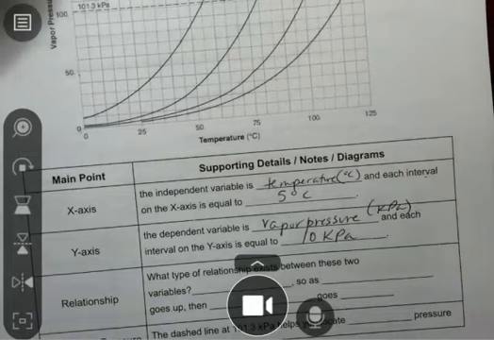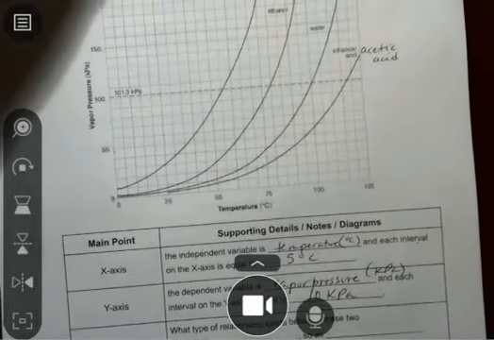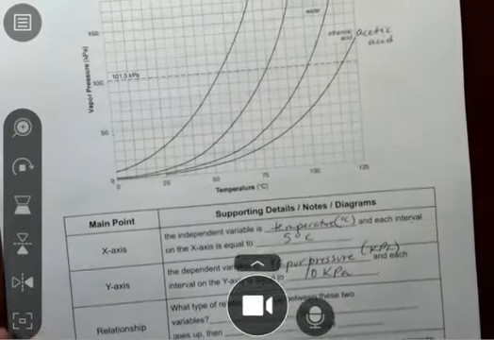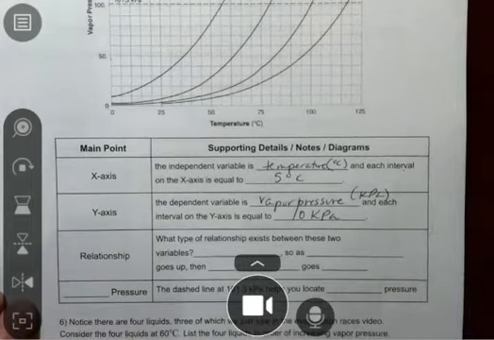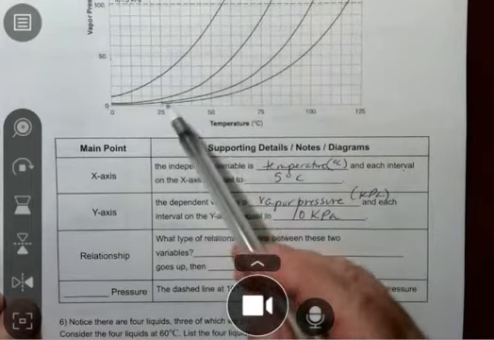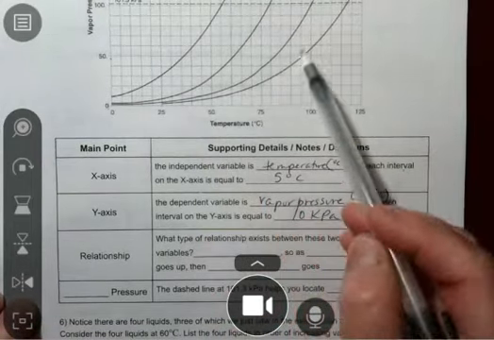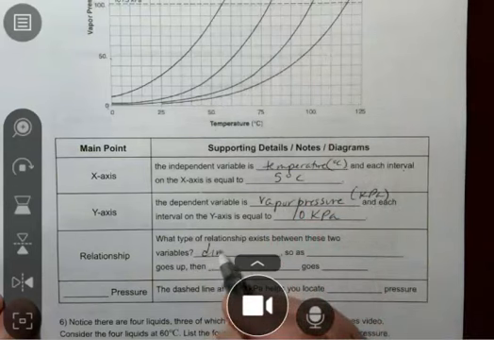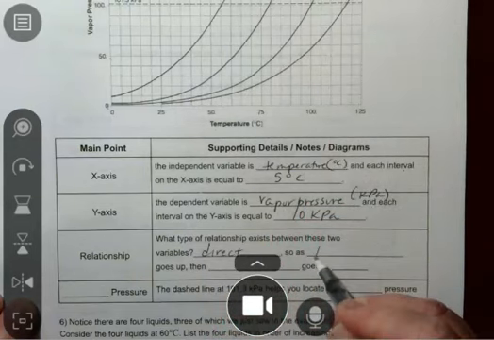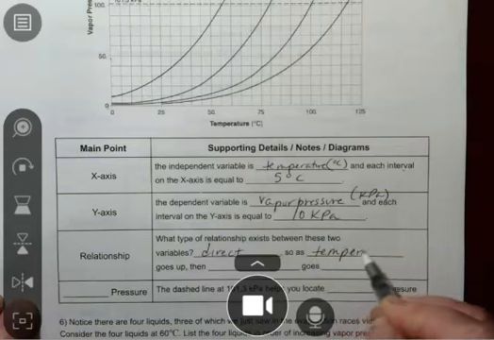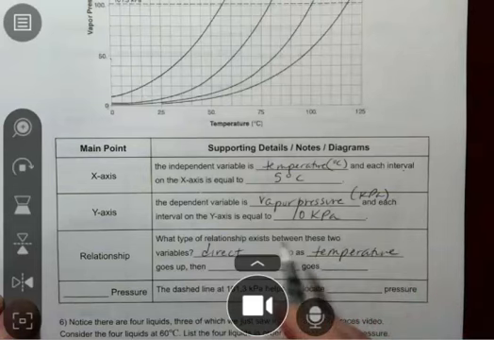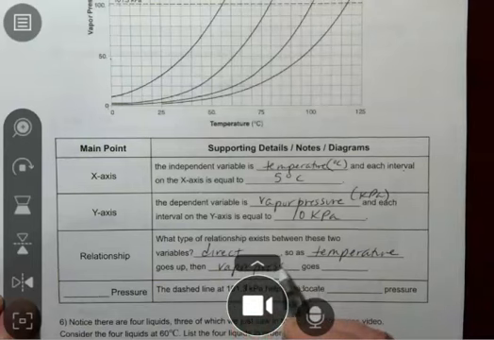So a couple more questions here. What kind of relationship exists between these two variables? Well, you can see all of these graphs go up and to the right. So this would be best classified as a direct relationship, which means as temperature increases, then vapor pressure also goes up.